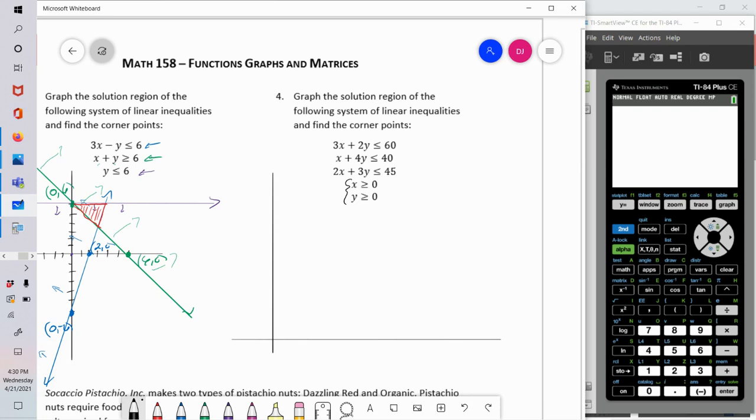The other thing I'm going to suggest that you do here is, again, I'm going to use intercepts, right? If x is 0, first equation, if x is 0, y will be 30. And if y is 0, x will be 20. So that's going to give me intercepts of 20 and 30. Notice in the second equation, if y equals 0, x will be 40.